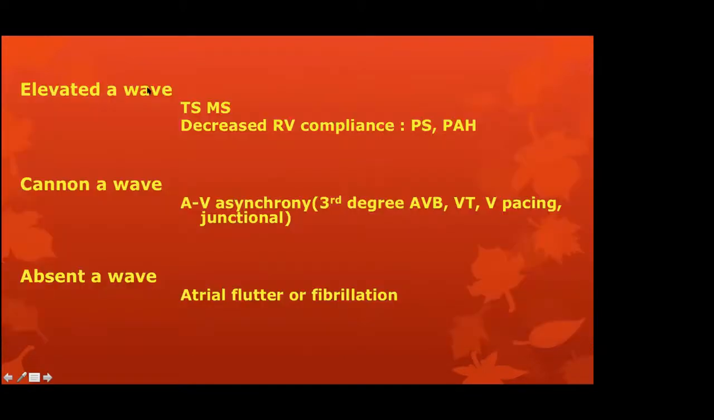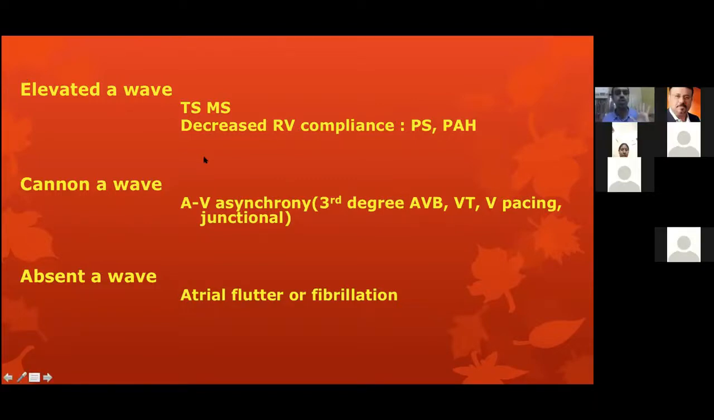Elevated right atrial A wave means there is either an inflow obstruction to the ventricle, that is tricuspid stenosis, or the right ventricle is too thick, like in pulmonary stenosis or pulmonary arterial hypertension. So the three reasons are tricuspid stenosis, pulmonary stenosis, and pulmonary hypertension. Pulmonary stenosis and pulmonary hypertension are due to the right ventricle becoming thicker, or in other words, right ventricular compliance becoming low, and tricuspid stenosis is due to true inflow obstruction.